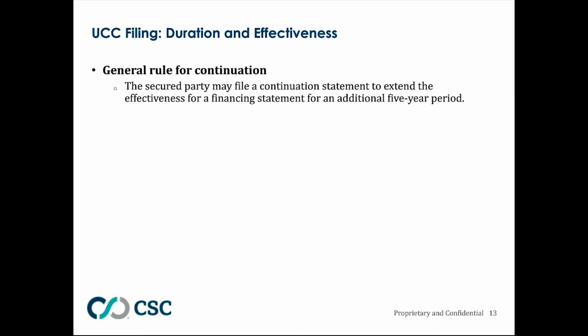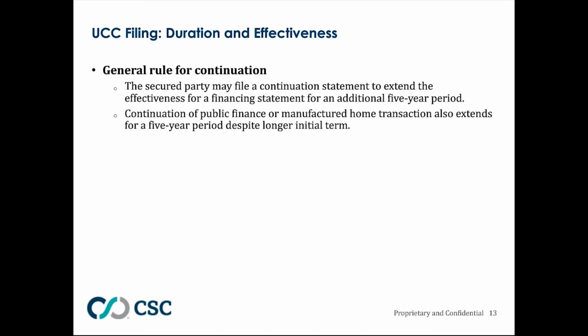And that is the case even if it's dealing with a public finance or manufactured home transaction. Under the applicable section of Article 9, the filing of a continuation statement extends the effectiveness for 5 years. It doesn't matter what the initial transaction was. Of course, public finance and manufactured home transactions aren't going to be an issue for continuation for at least 12 more years, because those were new revised Article 9 concepts in 2001, and the first of those that will lapse won't be until 2031.